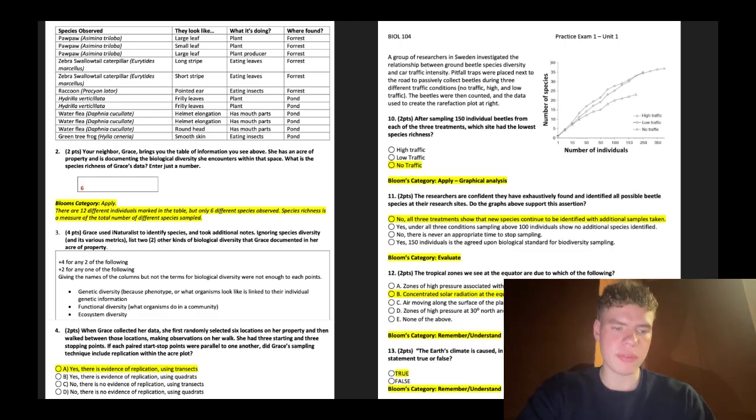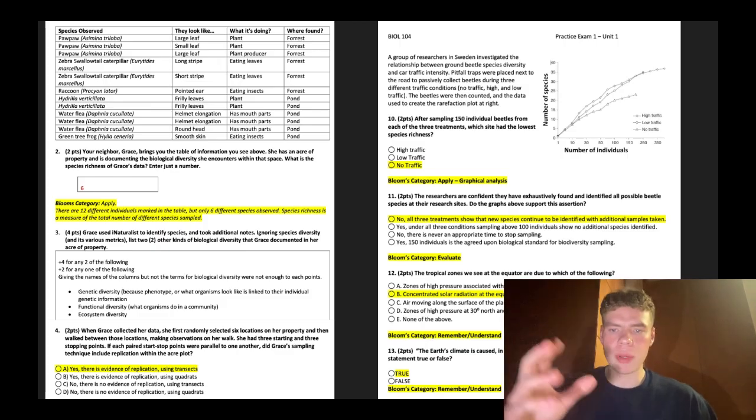Another question at the bottom left here is, when Grace collected her data, she first randomly selected 6 locations on her property and then walked between those locations. Did Grace's sampling technique include replication within the acre plot? Yes, and she did use replication because she basically just did the same thing multiple times. She just walked in straight lines, and we described earlier that walking in a straight line is an example of transect sampling. So yes, there is evidence of replication using transect sampling.